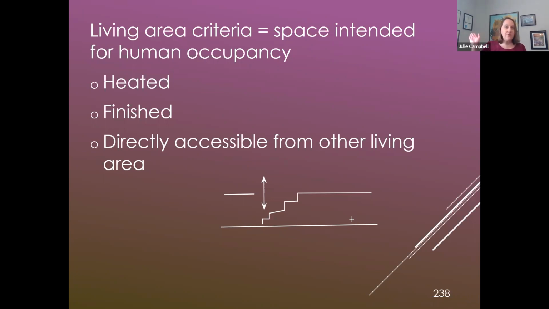Has anybody had the opportunity to measure yet? Not yet? Are you guys getting practice? Are you going out with seasoned agents, or is your BIC taking you out and kind of showing you how to measure?